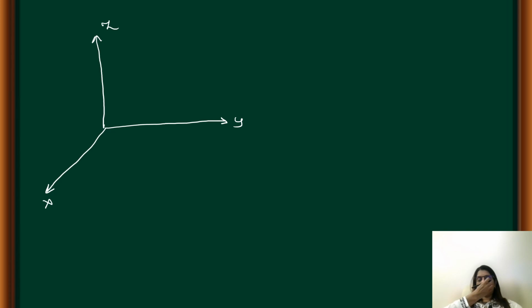Let's see, suppose this is your y-axis, this is your x-axis, and let's say this is your z-axis, correct. Now suppose let's take a line which is going to cross from here. If this is line L, this line L is in space. This line is in space, correct? Consider this line.